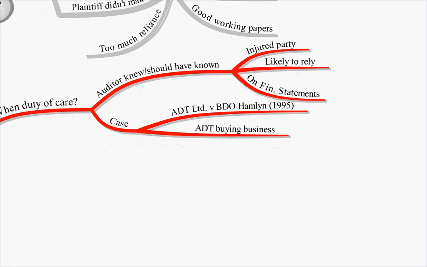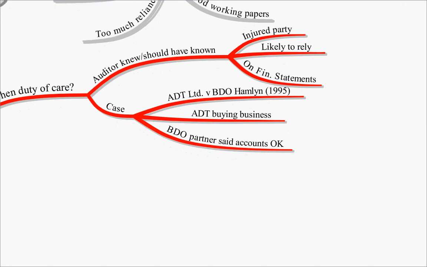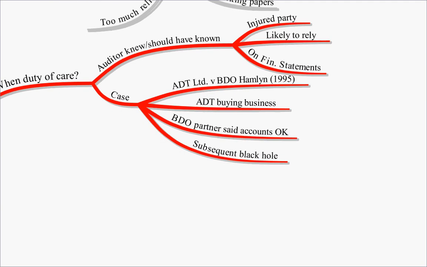In this case, ADT was buying a business, BDO were the auditors, and the head of ADT went to speak to the BDO partner, who said that the accounts were absolutely fine and that he stood over them. Of course, there was a subsequent black hole in the accounts. The business wasn't worth anything like what ADT had paid for it, and they wanted to recover the difference from BDO.